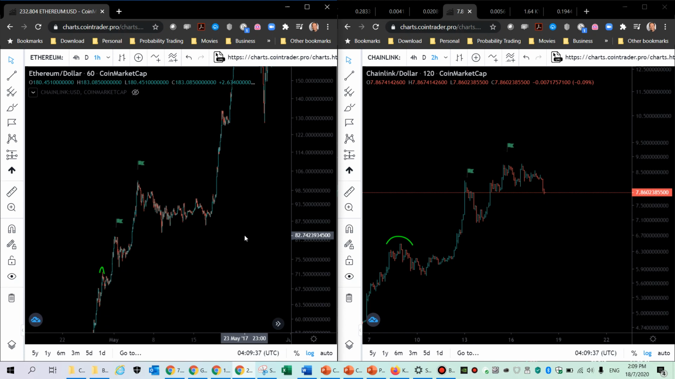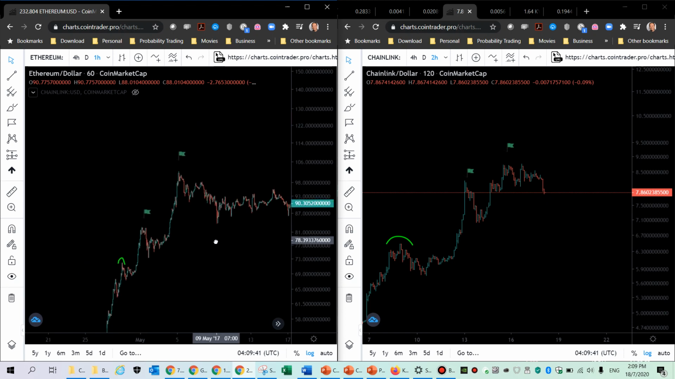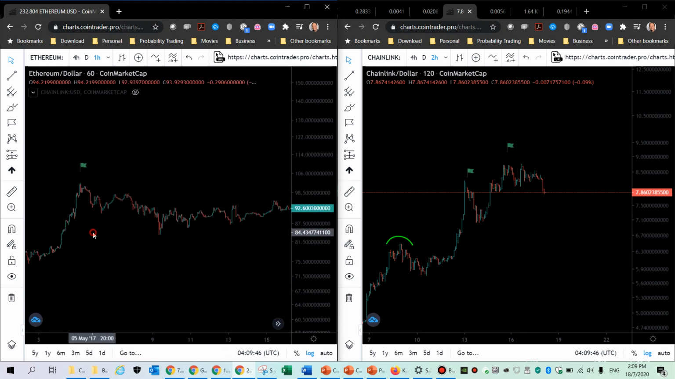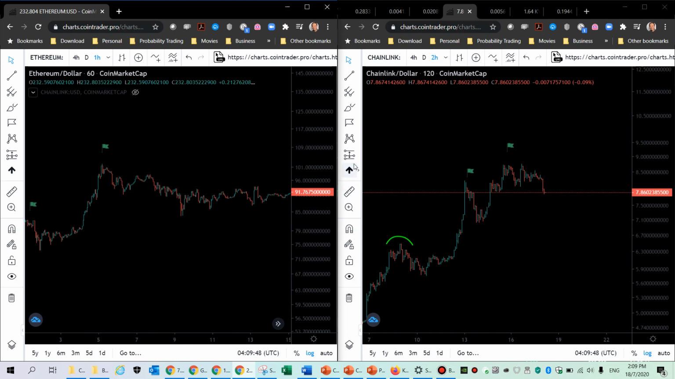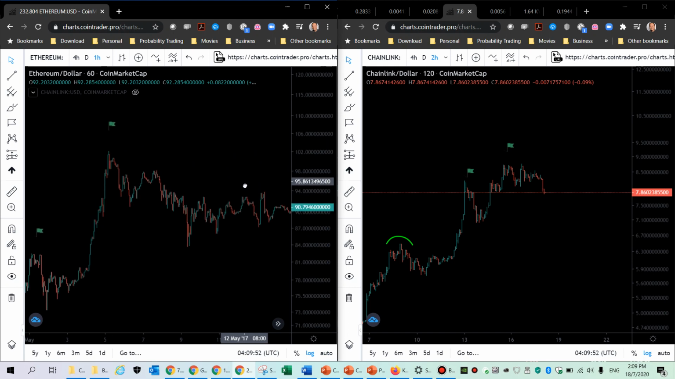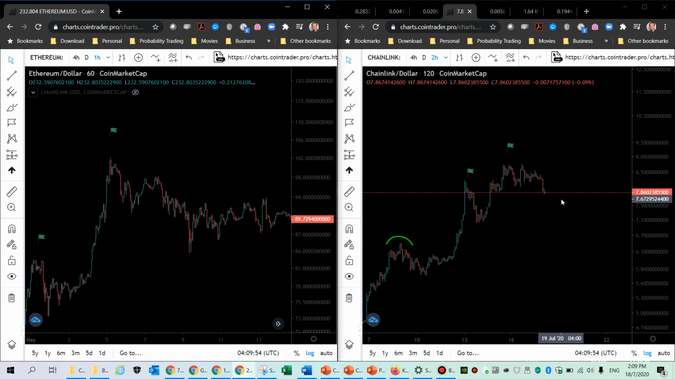So if you ask me, and this is always hard to predict because you're going into, in this case, 1 hourly Ethereum. I'm looking at 1 hourly Ethereum against a 2 hourly Chainlink, and there's a lot of noise here, and this is where it's hard to predict. But it just started to come down. So if you ask me, it is only starting to do this leg coming down.